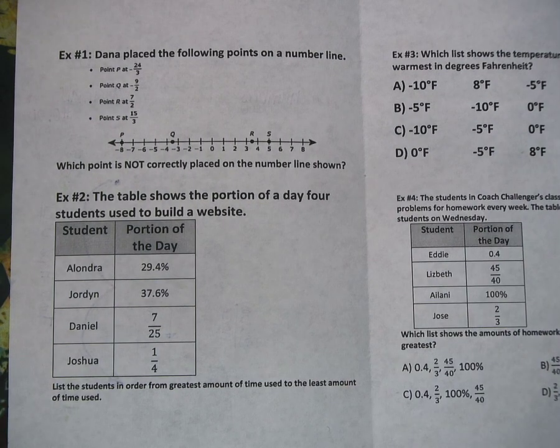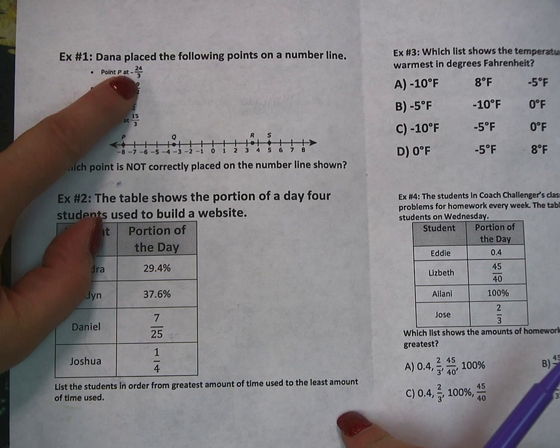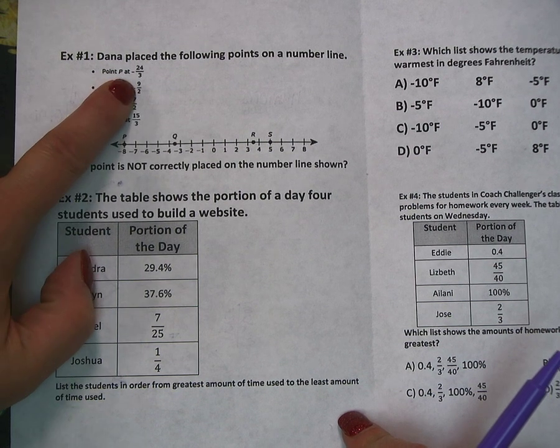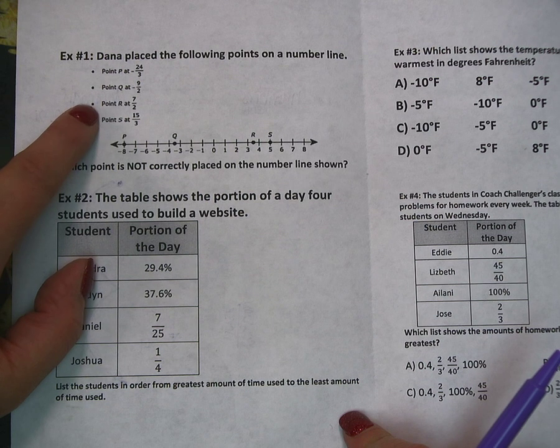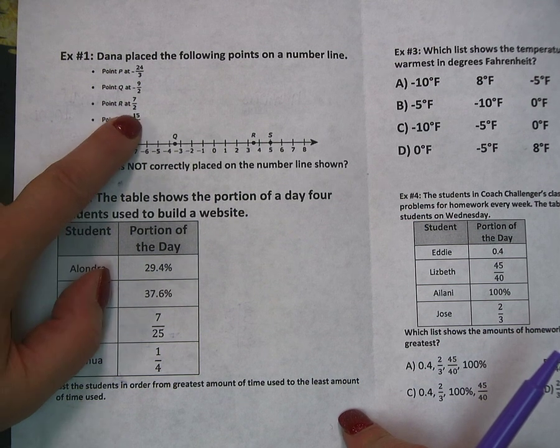So example number 1, Dana placed the following points on a number line, okay? So we have point P, which is negative 24 over 3. We have point Q, which is negative 9 over 2. We have point R, which is 7 over 2. And we have point S, which is 15 over 3.